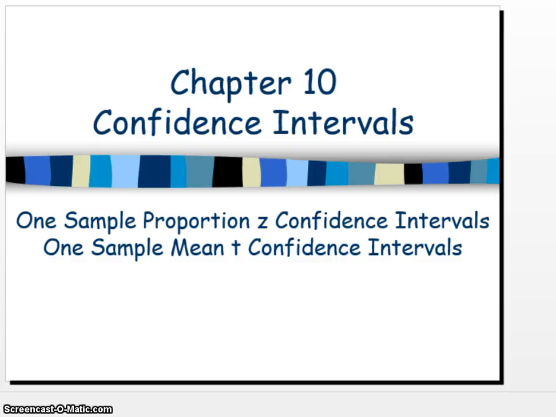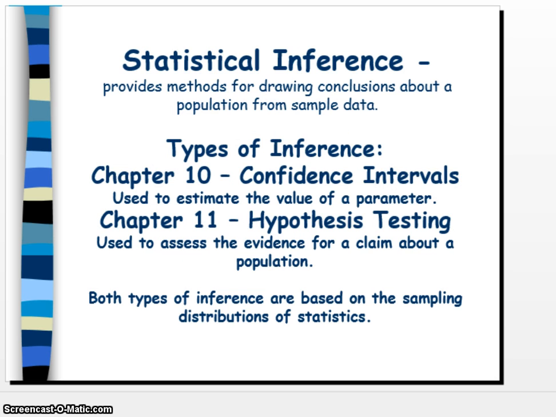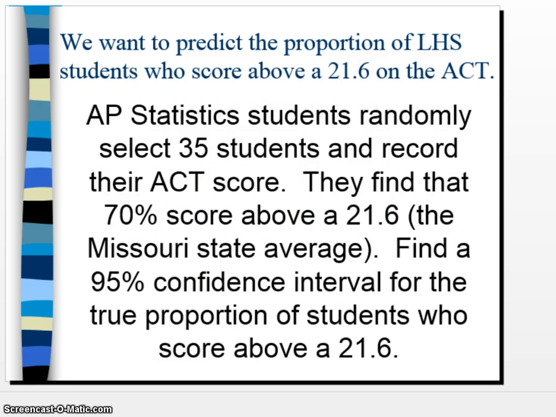Okay, AP Stats, today we are going to start with confidence intervals. So, one sample proportion, Z confidence intervals. Here we want to predict the proportion of Lindbergh students who score above a 26.1 on the ACT. Here's our scenario. We went out and selected 35 students and found their ACT score. 70% scored above the Missouri state average. Find a 95% interval for the true proportion of students who score above a 21.6.